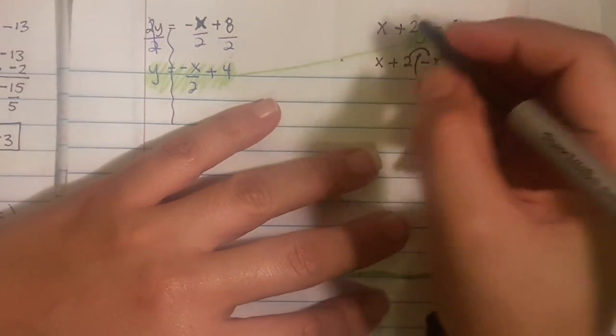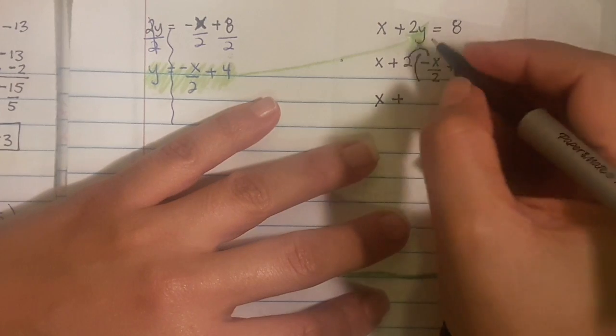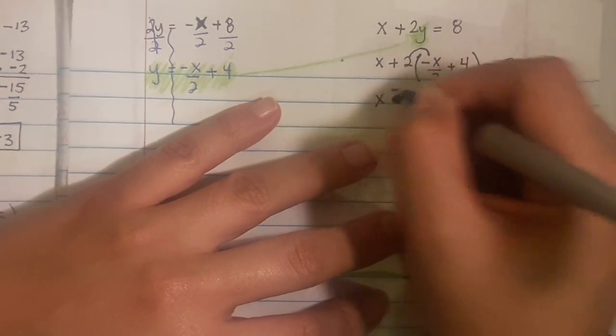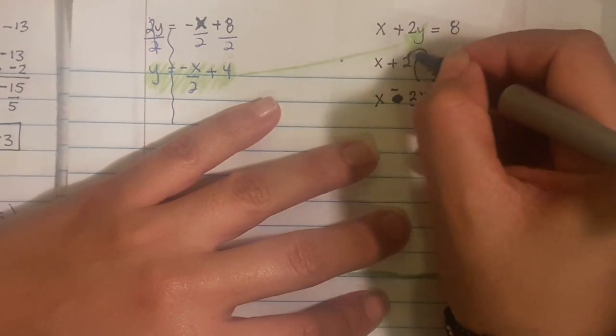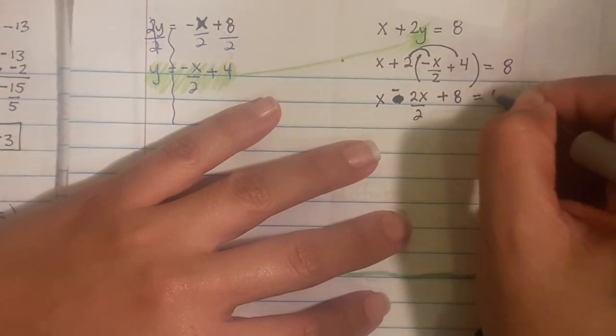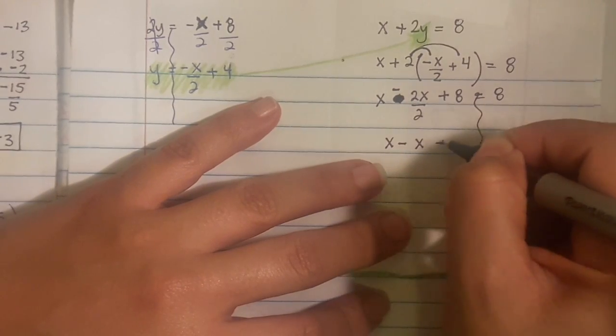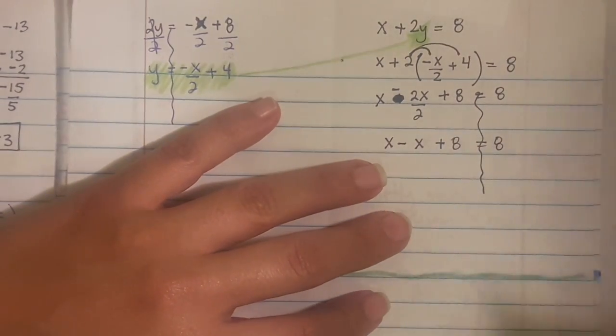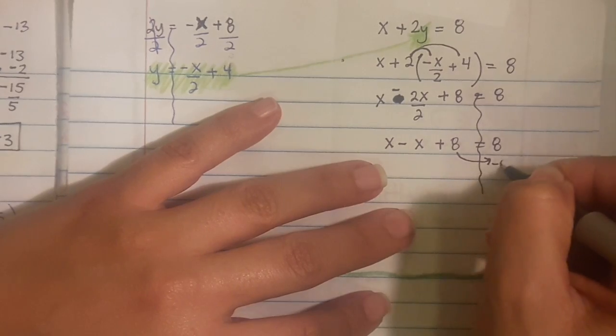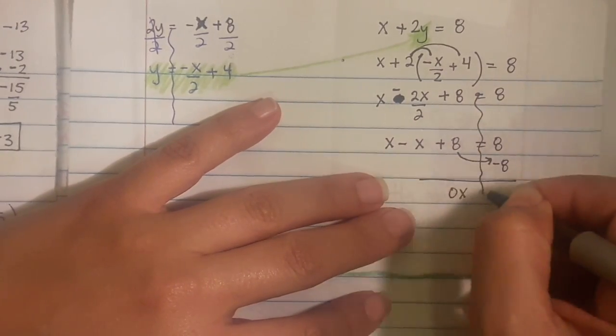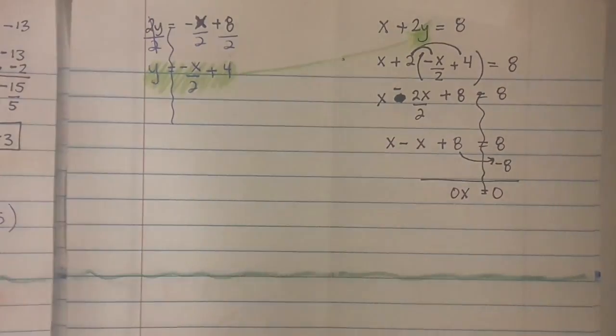So let's get in the house. That's going to be x minus 2x over 2, and then that's going to be plus 8 equals 8. Alright, let's divide. 2 divided by 2 is 1. So x minus 1x plus 8 equals 8. Take 8 to the other side. It's negative 8. It's going to be 0x equals 8 minus 8 is 0.